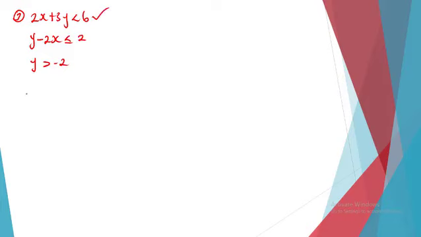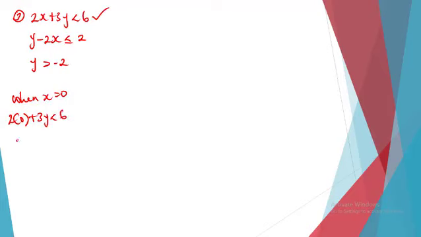Let us take example number 3. Let's assume we are given the equations 2x plus 3y less than 6, and then the second one, y minus 2x is less than or equal to 2, and then y is greater than minus 2. Let us start. The first thing we need to do is to find the coordinates in this first equation. When x is 0, then we have 2 into 0 plus 3y is less than what?